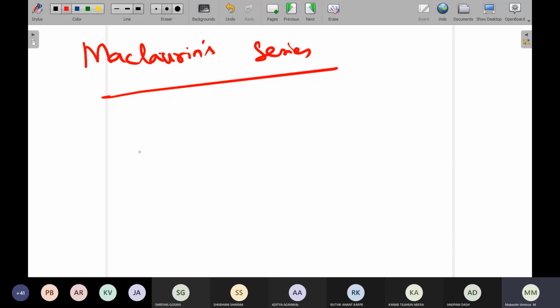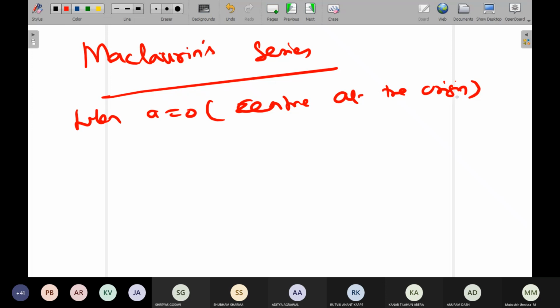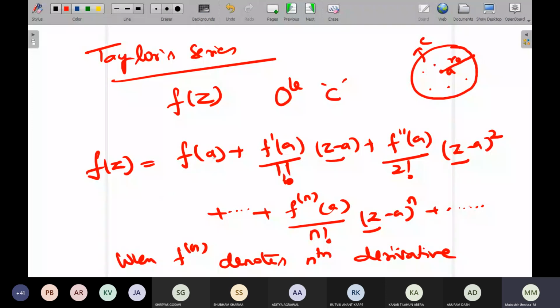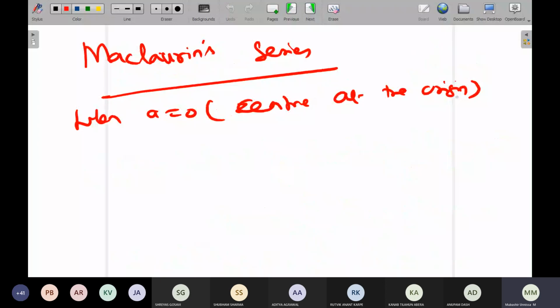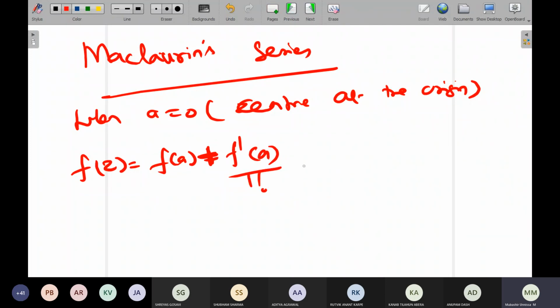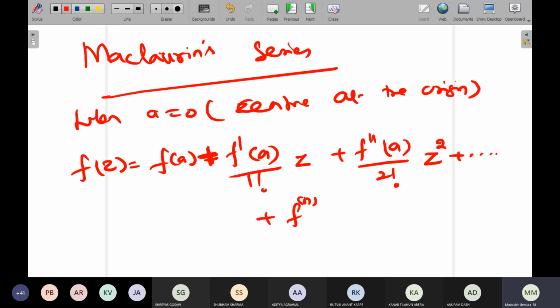When a is equal to 0, that is, the center is at the origin, write down in brackets: center at the origin. So what will happen to your series? Wherever you have a, you are going to replace it by 0. In that case, f of z will be equal to f of a plus f dash of a by 1 factorial into z plus f double dash of a divided by 2 factorial into z square and so on. The nth term will be f power n of a by n factorial into z power n and so on.